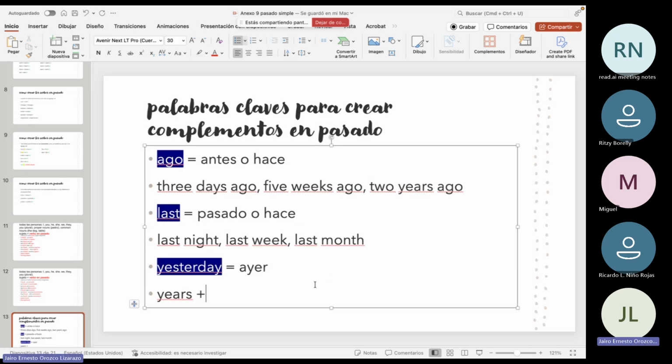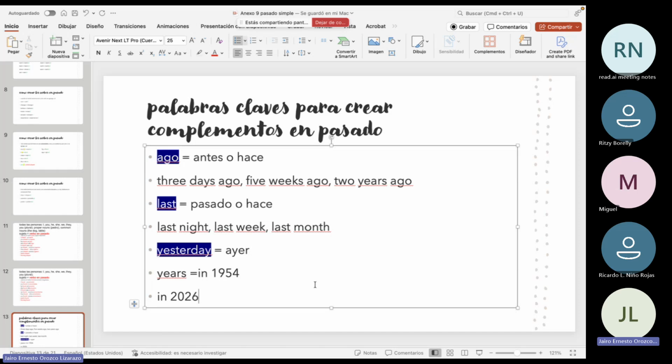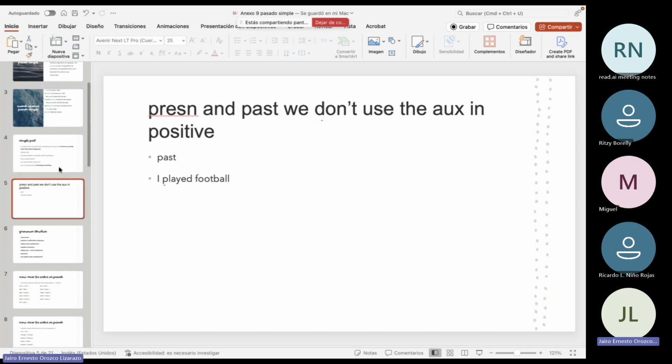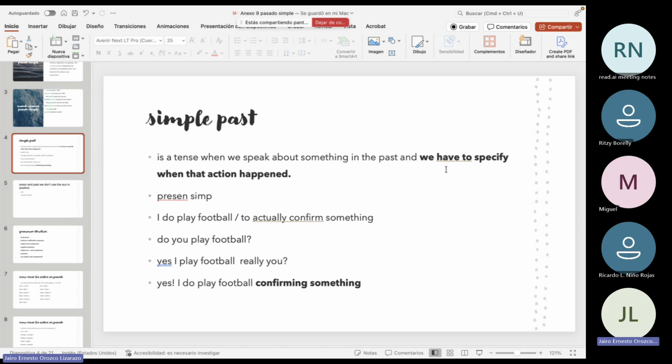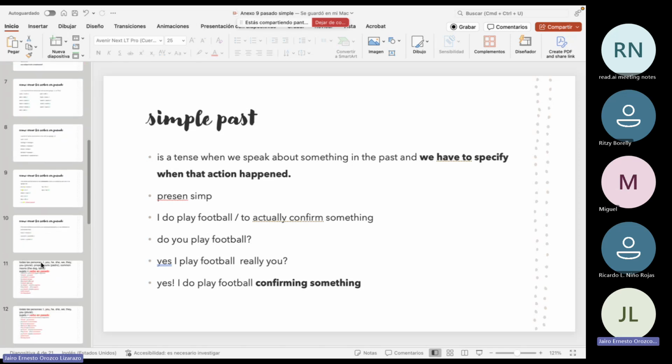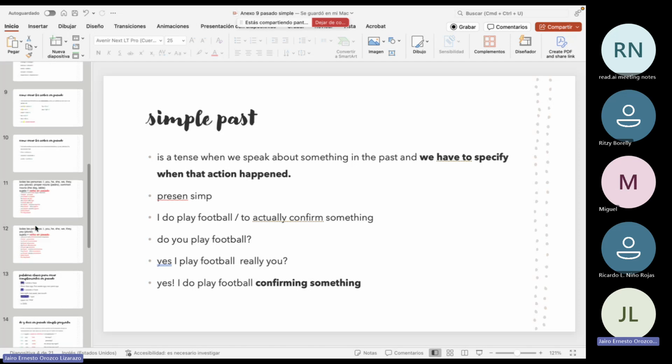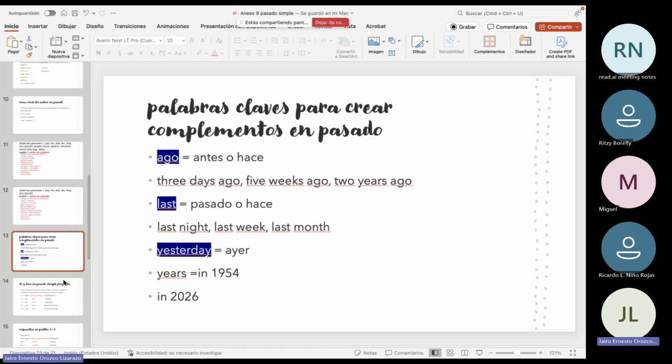So for example, in 1954 or in 2026, right? So those are the most common complements. Why are they the most common complements? Again, because we have to specify when the action happened with simple past. Keep that in mind because that is the difference between simple past and past perfect. Okay.